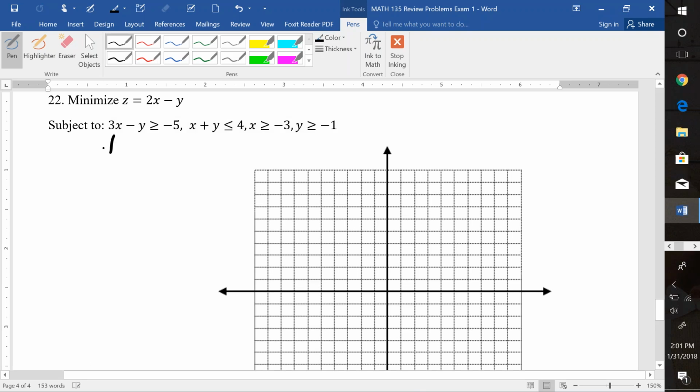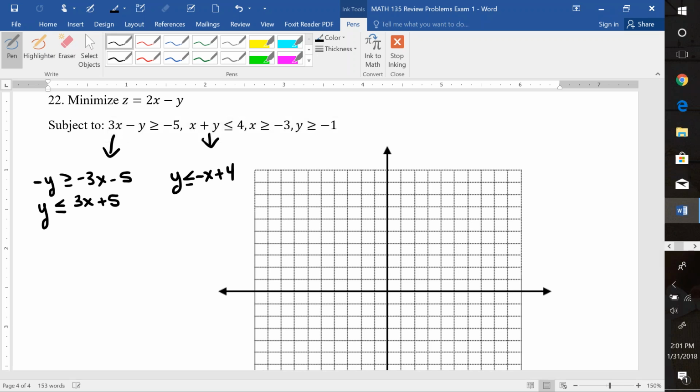So I'm going to solve each of these for y. So I'm going to have negative y is greater than or equal to negative 3x minus 5. If I divide by a negative, remember that flips my inequality and changes all my signs. So that's my first equation. For this one, I would get y is less than or equal to negative x plus 4, and these two are just vertical and horizontal lines.